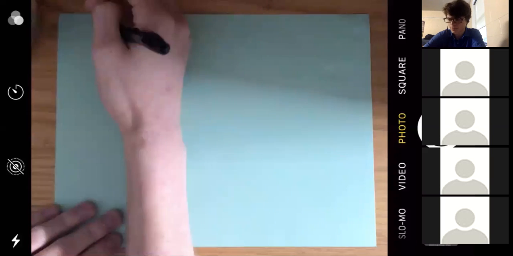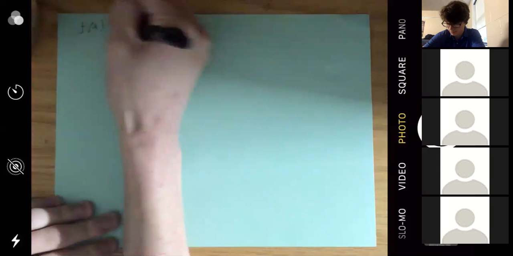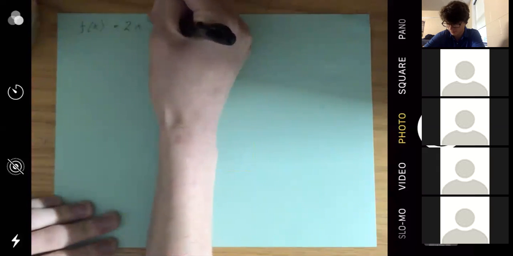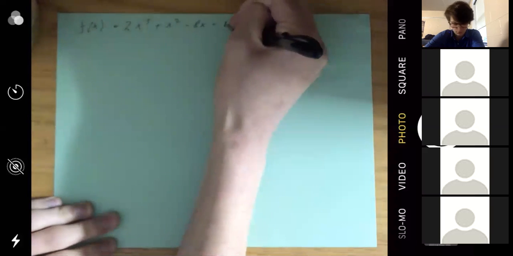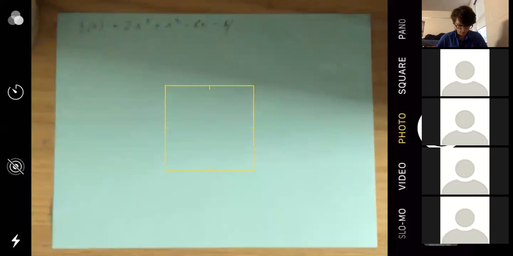Okay, so one example it talks about here, this is a cubic. So you might recall we talked a little bit about graphing quadratics in the past.